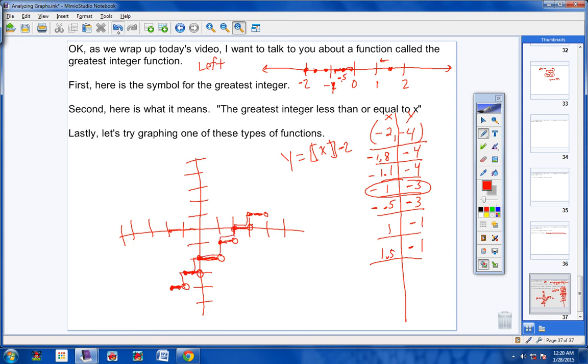There are many step functions. This is one type of step function. So this is the greatest integer function. This is a good introduction to this new function. You will get some problems to practice in your notes where you graph this.